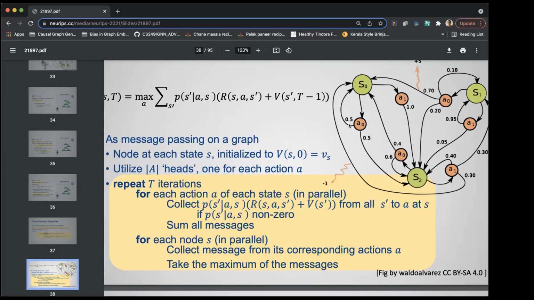And then once we have the sums at these actions, we'll take a maximum of these sums at the actions to get the value corresponding to S0. Does anyone have any questions about this? I'm happy to explain it again if necessary.